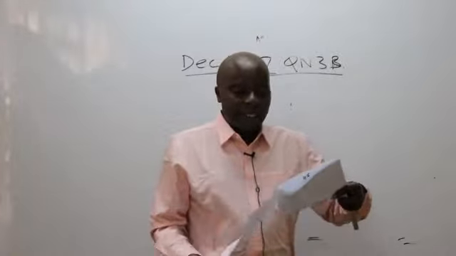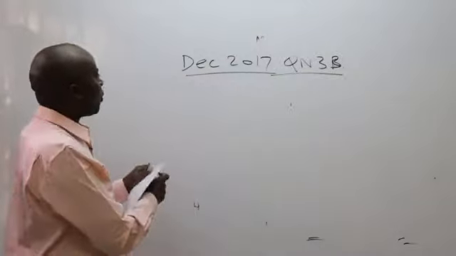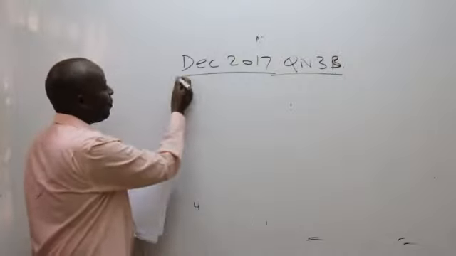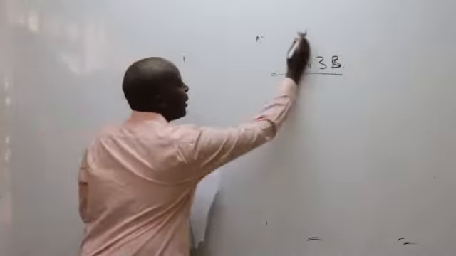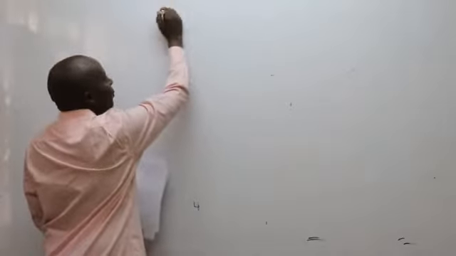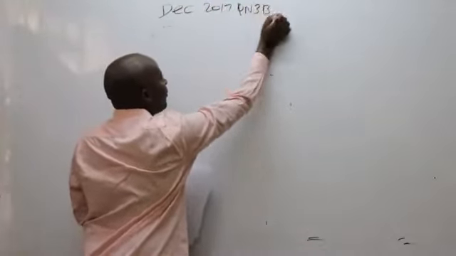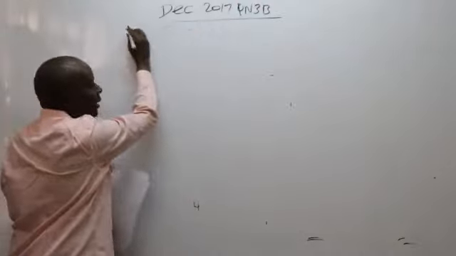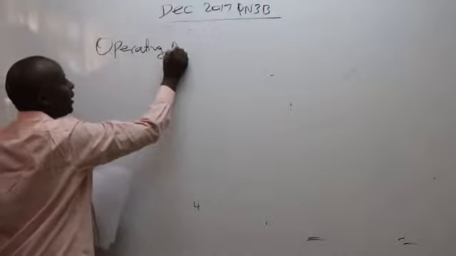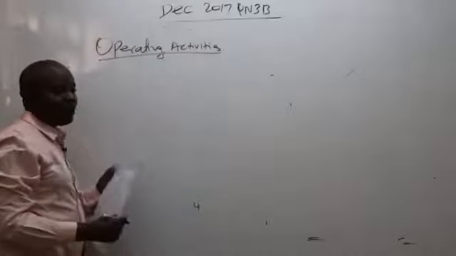Ladies and gentlemen, if it's a group cash flow statement, where do I start? Of course, I know I must start with operating activities. So we have our operating activities. Which other activities do we have in our group cash flow statement?